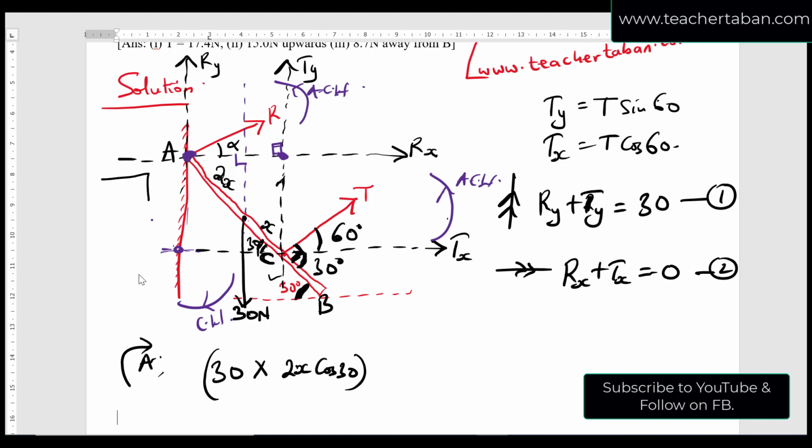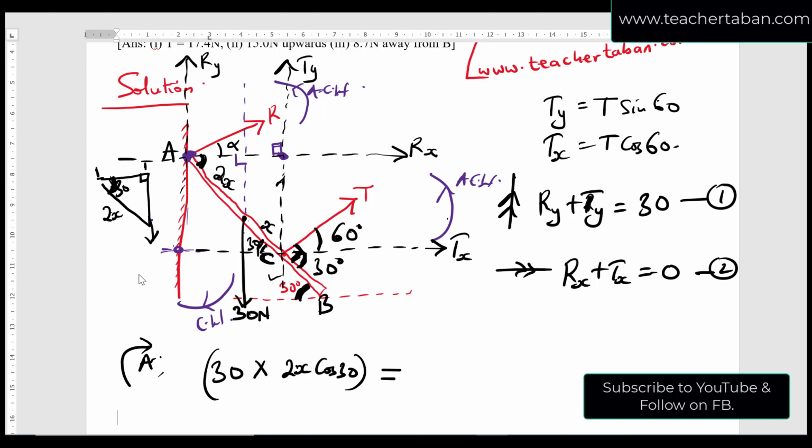This is our right angled triangle. This is 2x. The angle here is 30 degrees. Remember, this angle here is 30 degrees, the same as this angle here, alternating angles. So this is 90, then the distance that you want is from here to there, since the weight is acting vertically downwards. And since the angle is here, then it will be 2x cos of 30.